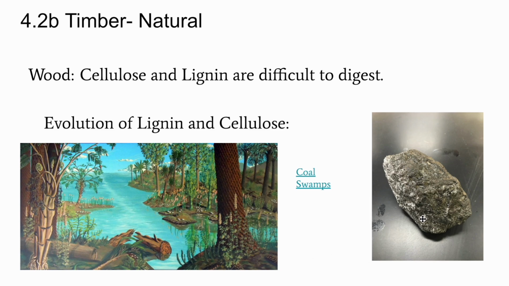And this is a chunk of coal right here. So actually, when we burn coal for electricity today, we're really burning really, really old trees that died in coal swamps hundreds of millions of years ago. I think that's pretty interesting. You can see some coal swamps if you click on this link right here.